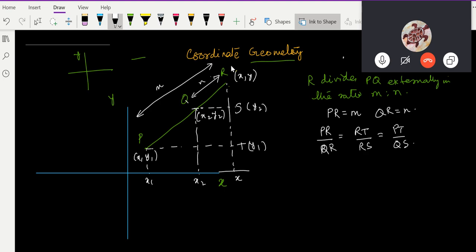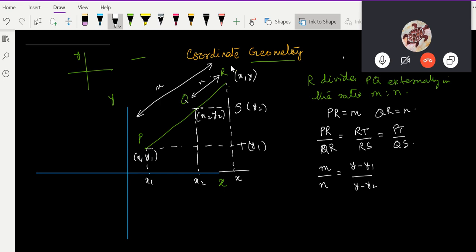in terms of m and n? Look at the diagram. PR is m. QR is n. RT is y minus y1, and RS is y minus y2.